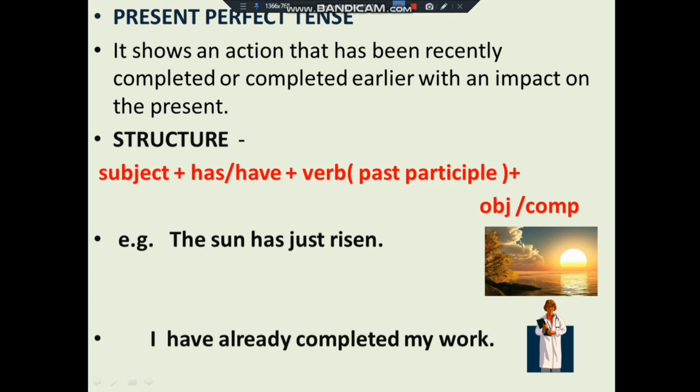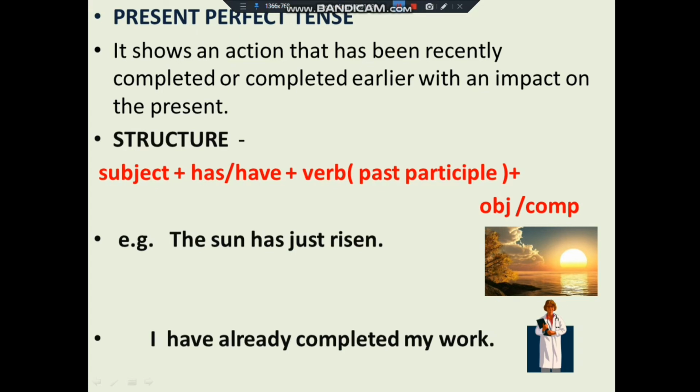Now see the structure and example. In structure, first we write subject, then has or have, according to the subject. It means if the subject is singular, we write has, whereas with plural subjects and with I and you, we write have. Then verb, past participle form, meaning the third form of the verb, then object or complement according to the sentence.